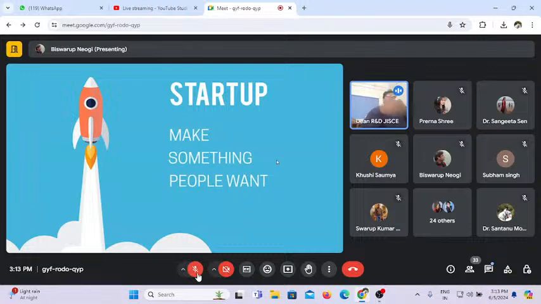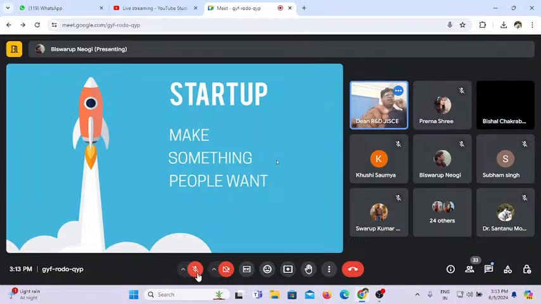Actually, we are speaking about the startup. There are three words created by MIT. By using these three words, it is possible to understand the startup: make something people want. Startup means make something people want, the things which people need. That thing is actually the startup. Make something people want.